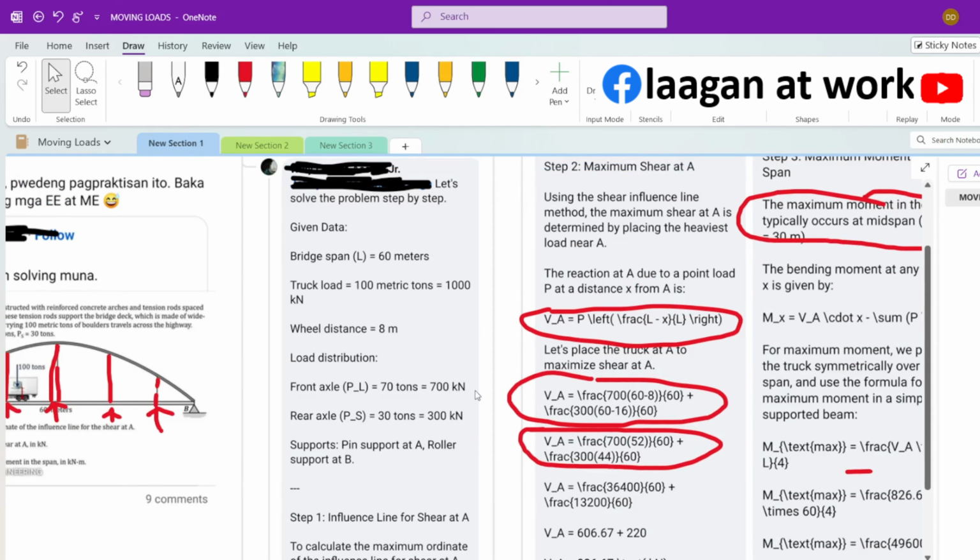This is just a rough conversion. It's not really times 10, but it's normal practice to just multiply it by 10, but it's actually 9.81, the acceleration due to gravity. So usually in engineering calculations, we just typically multiply it by 10. So 70 tons is equal to 700 kilonewton.